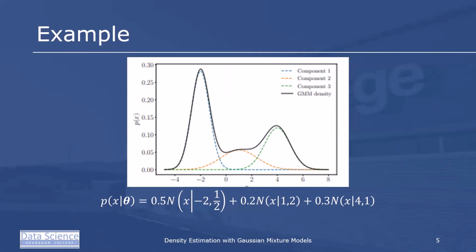Here's a very simple example done entirely in picture form. What we have here is a weighted mixture density made up of three mixtures. The first one is N(x | -2, 0.5). If you look at the diagram, we're looking at the blue dotted line. That's a normal distribution with mean -2 and variance 0.5.